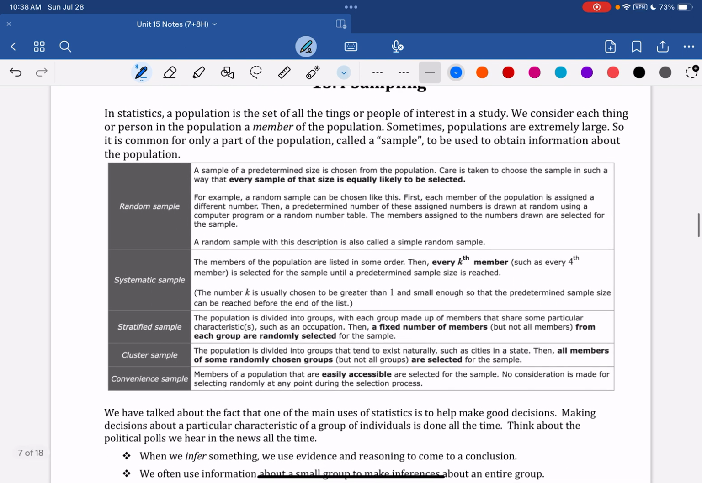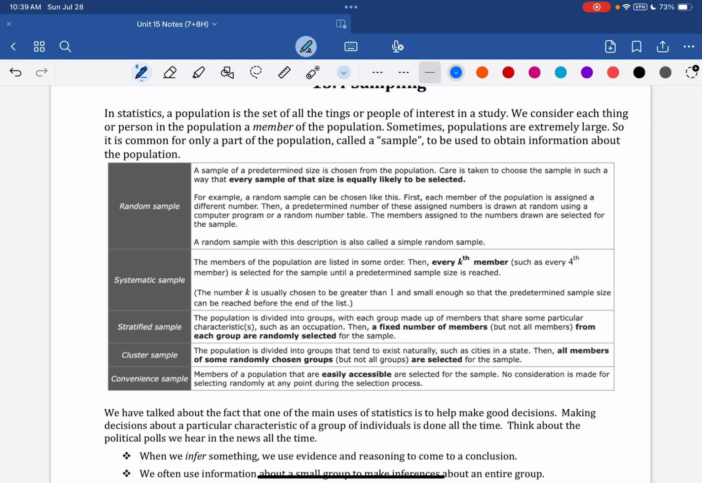Okay, so there's different types of samples that we can gather. There's a random sample, a systematic sample, a stratified sample, a cluster sample, and a convenience sample. A random sample is that every person or thing in the sample is equally likely to be selected. A random sample is typically the one that we would like to choose if we can, because it's most likely to be representative of the overall larger population.